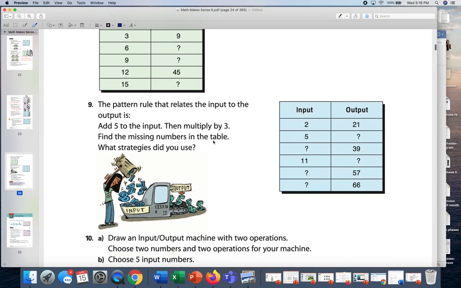Number 9 is the same thing, but this one's going to be a little bit more challenging because you have to work backwards. So I suggest that you draw on all of these tables. It's going to make it a lot easier. So here, first of all, we have add 5, and then we have multiply by 3.